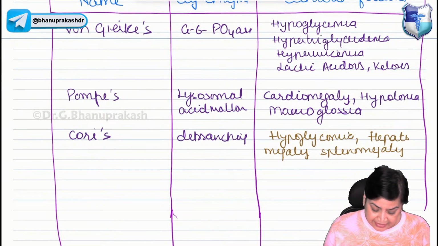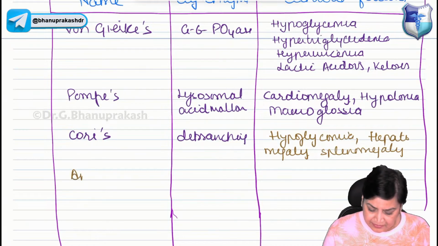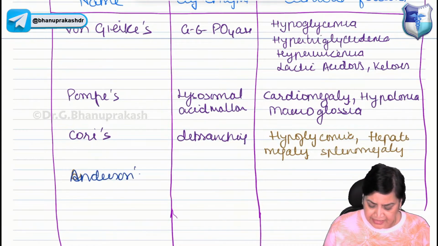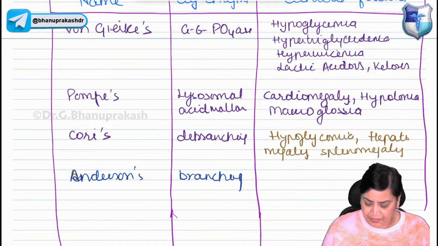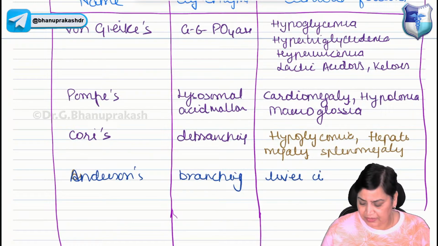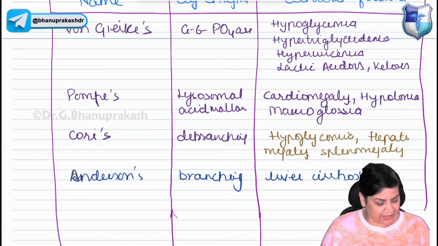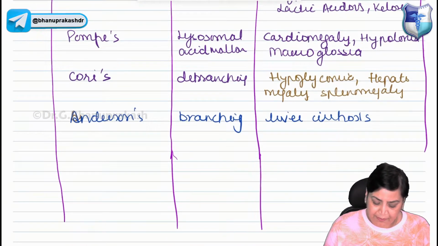Then fourth one is Anderson's disease. In Anderson's disease the deficient enzyme is branching enzyme. So here I will simply write liver failure, or you can say liver cirrhosis will be there. Clear? And then comes McArdle's.